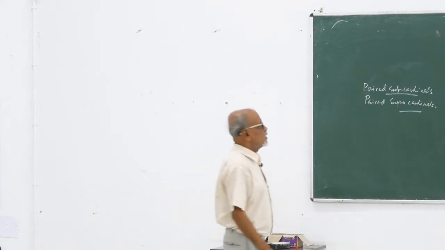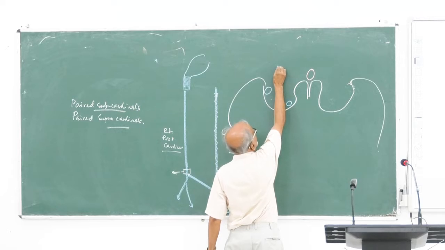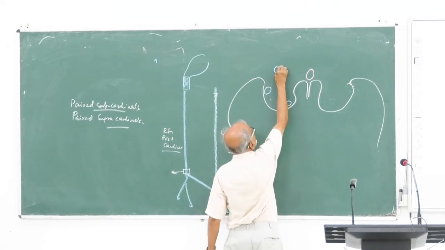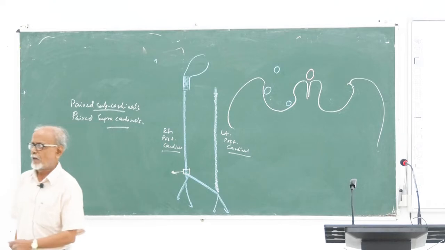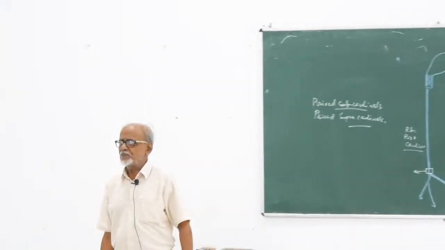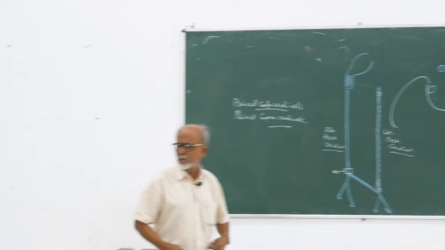The supracardinal will be housed here, dorsally, dorsomedial. And there will be anastomosis between them.